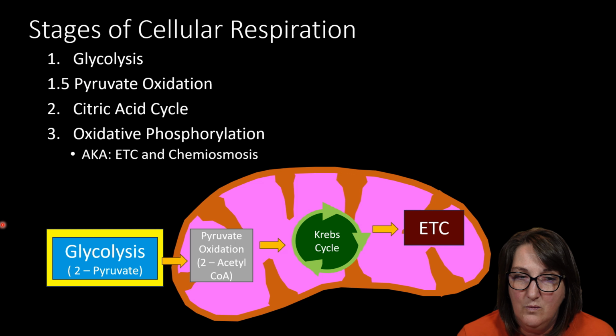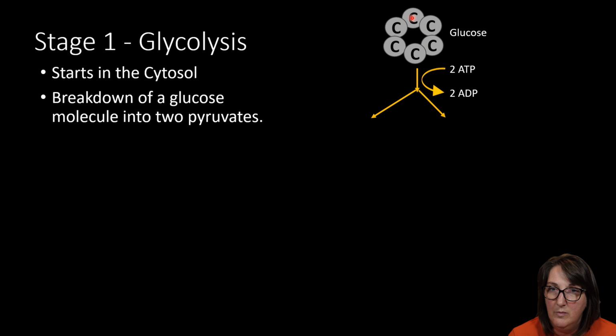So here I have glucose. I have a 6-carbon sugar, 1, 2, 3, 4, 5, 6. And I'm going to take it, and I have to take ATP. Remember, this isn't going to want to break down on its own, so I have to start the process. So ATP is going to come in, and I'm going to have 2 ADP come out. But this is going to break down this 6-carbon sugar into 2 3-carbon molecules.